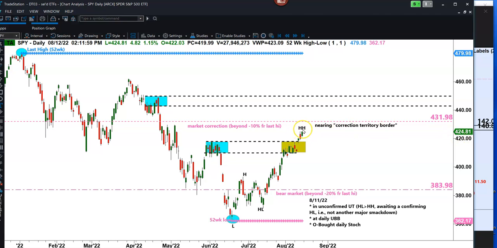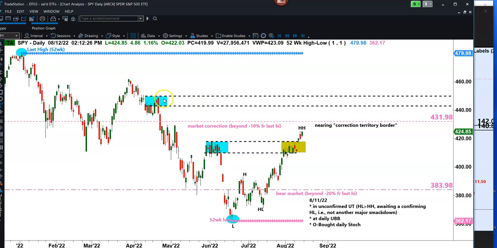So we're about $7 off of erasing the correction status of the market. In terms of a percentage, that's just a touch under 2%, about 1.6, 1.75%, something like that. So we have another 1.6, 1.75% to go or so. And if we take out this level here, then in fact we are out of correction territory as well.